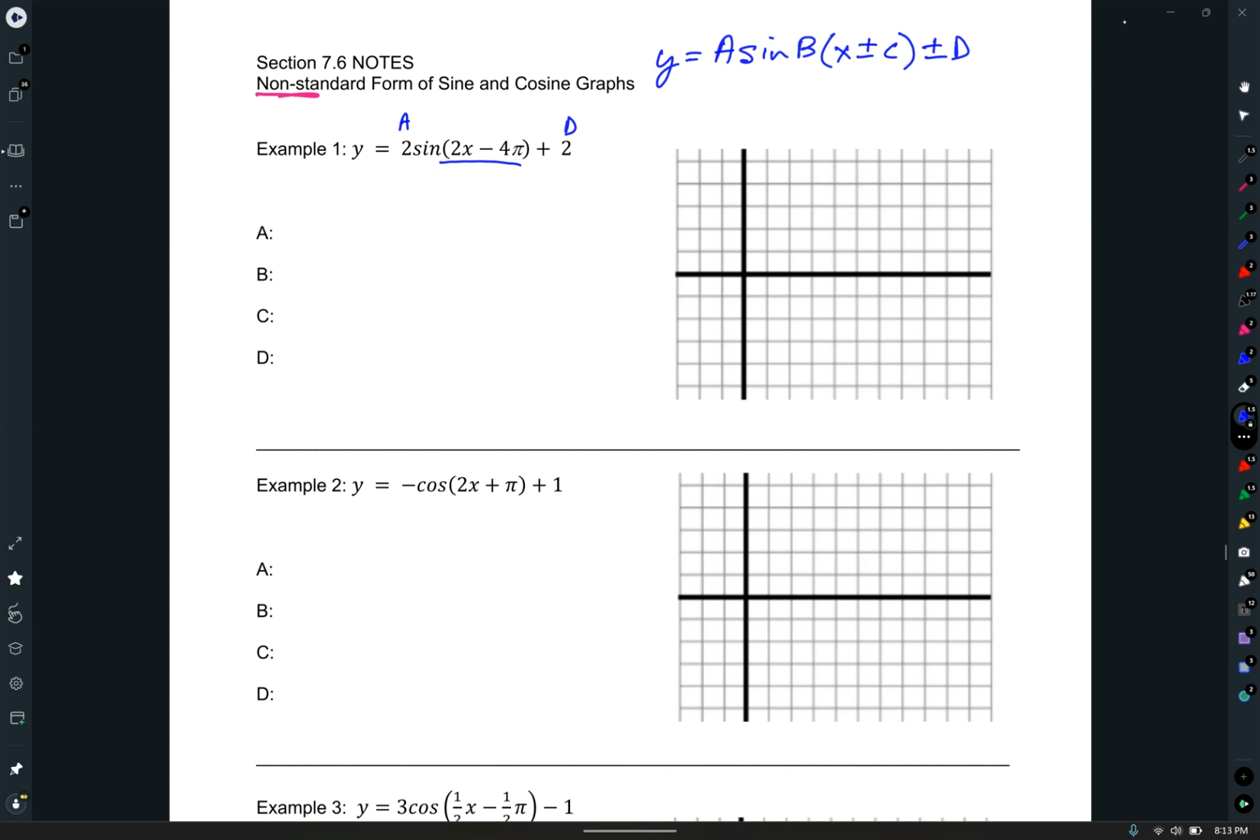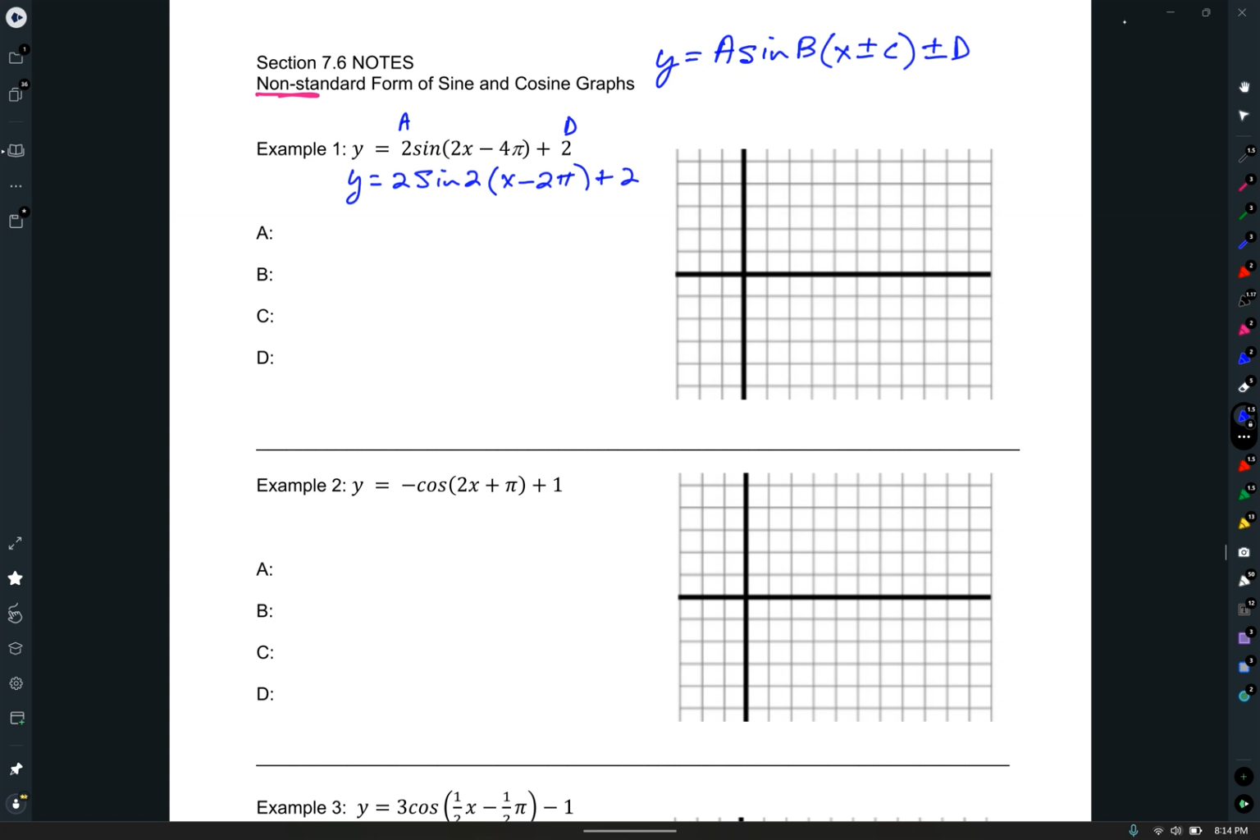So what are you going to have to do to put it in standard form? You're going to have to factor that b number out. So I'm going to leave the a out in front, sine, but I'm going to factor out, if I have 2x minus 4 pi, couldn't I factor out a 2? And then I would have x minus 2 pi, and then plus 2.